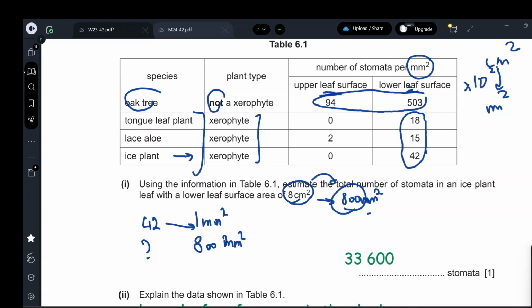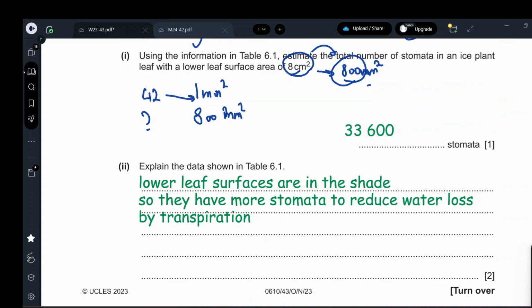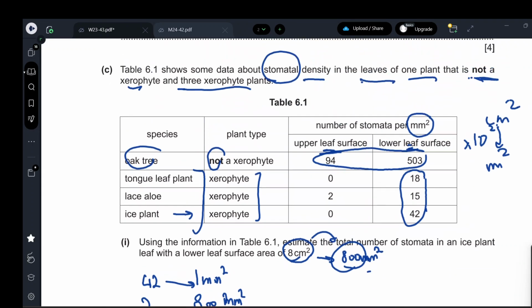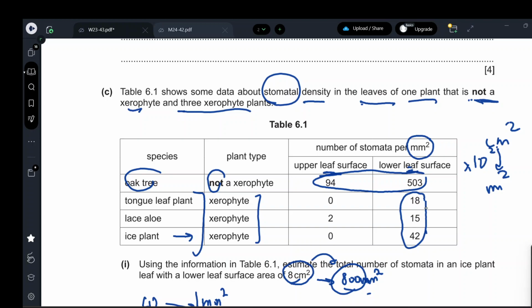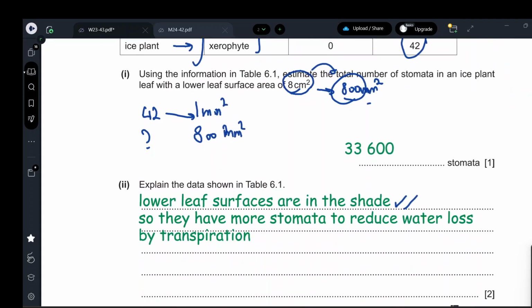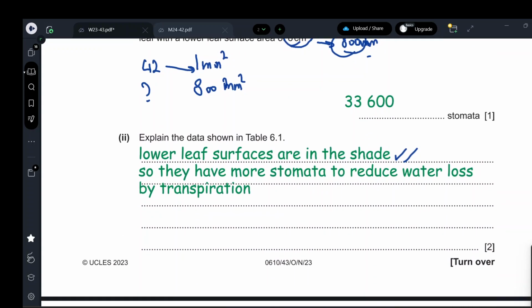Okay, what else can I say? Number 1, lower leaf surfaces are in the shade. This is why most of the stomata are on the lower surface, so they reduce the water loss by transpiration. I can also say that all the xerophytes have less number of stomata than the oak tree, also to reduce the amount of water loss by transpiration.